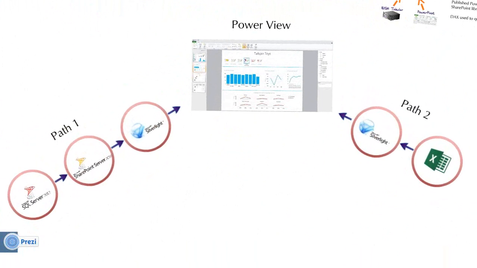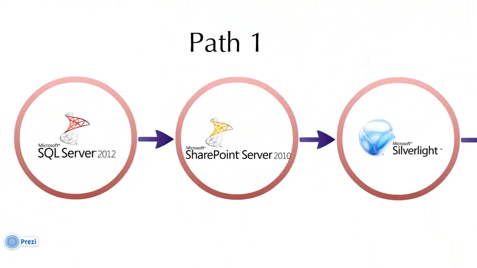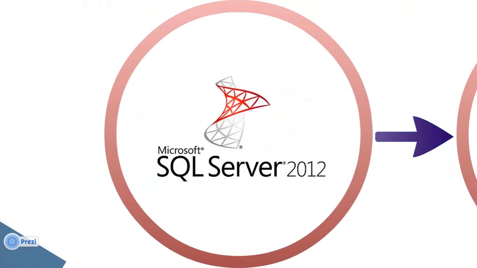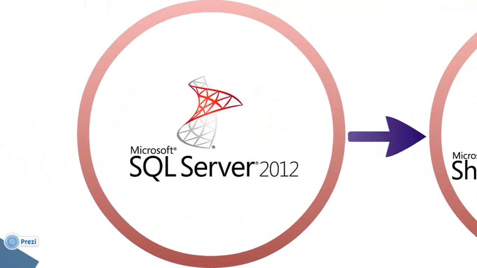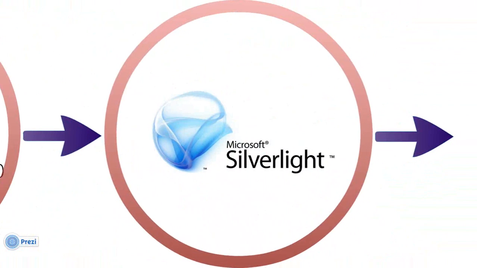So the first path, the more traditional path, is first of all you have to have SQL Server 2012. So 2012 is a must. And then the second is SharePoint 2010 Enterprise. So it's actually SQL Server 2012 Service Pack 1, and SharePoint 2010 Enterprise. Now, of course, if you have 2013 Enterprise, that works as well. But the bare minimum is that you need to have SharePoint 2010. Okay. You also were required to have Silverlight.